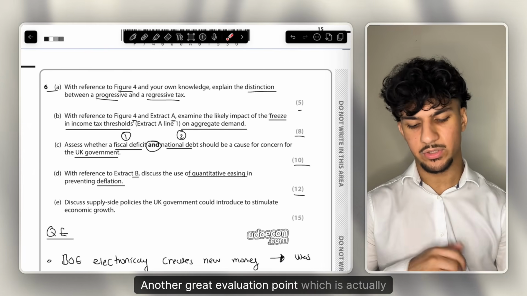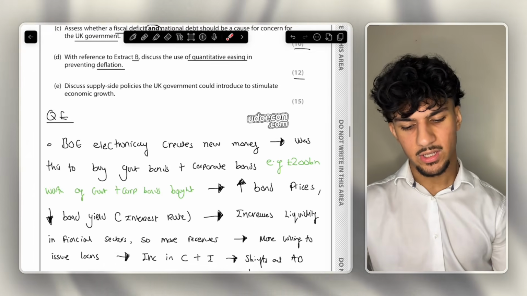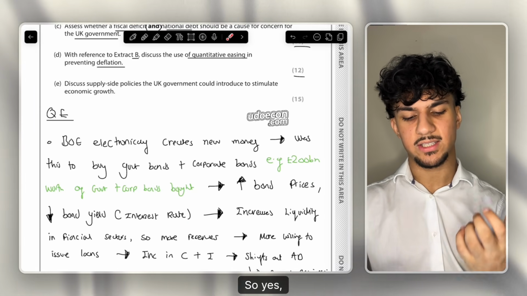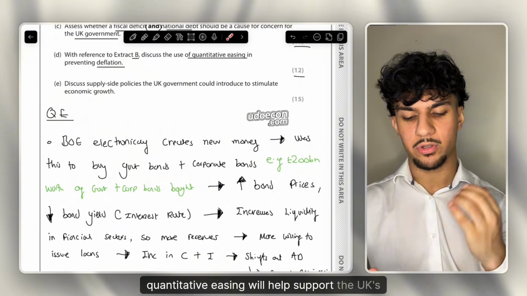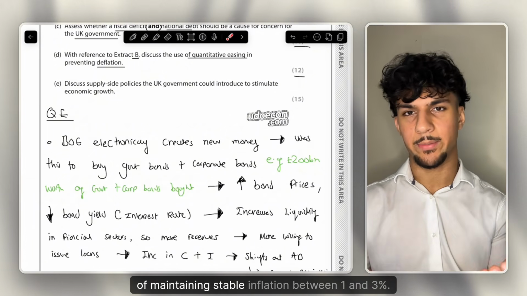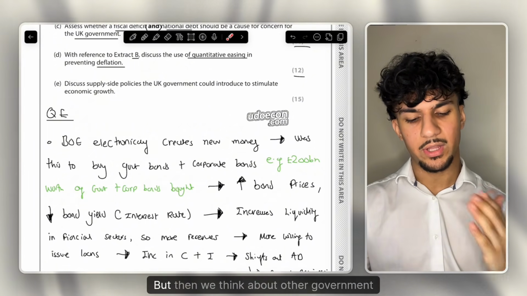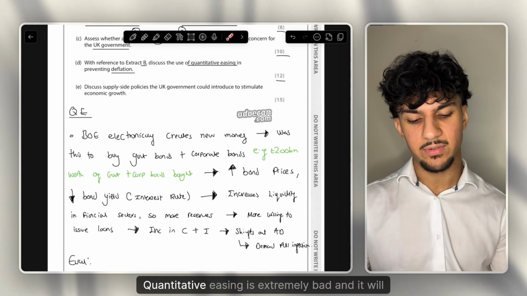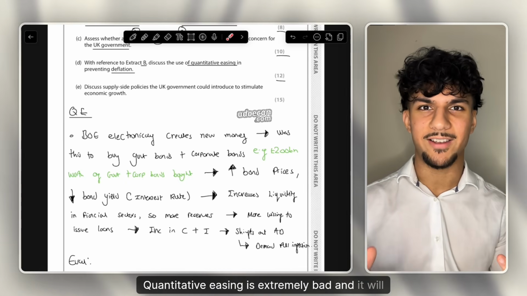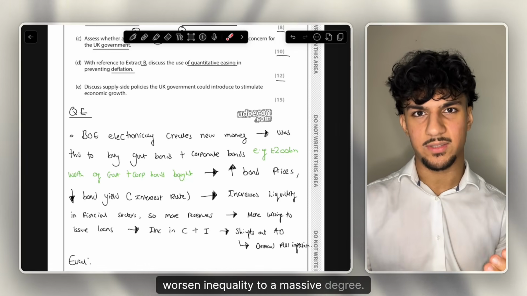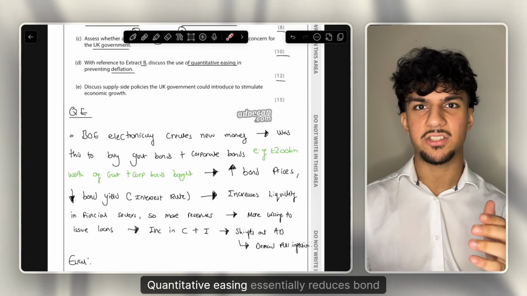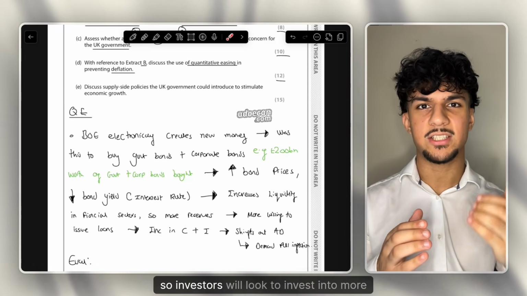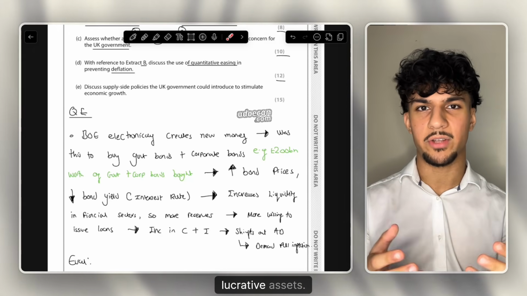Another great evaluation point, which is actually very topical to the UK economy, is quantitative easing with regards to other government objectives. So yes, quantitative easing will help support the UK's government objective of maintaining stable inflation between 1 and 3%. But then we think about other government objectives, such as inequality. Quantitative easing is extremely bad and it will worsen inequality to a massive degree. Why is that? Quantitative easing essentially reduces bond yields, it reduces the interest rates on bonds, so investors will look to invest into more lucrative assets.